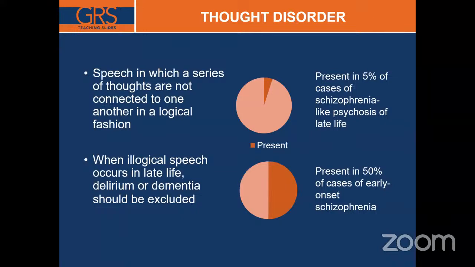Thought disorder, simply, is an impairment in the organization and presentation of thoughts, characterized by clinical signs such as illogical thinking, incoherence, and poor use of linguistic context in speech. And there are two charts. The first chart presents that 5% of cases of schizophrenia-like psychosis present with thought disorder. The second chart presents 50% of cases of early onset schizophrenia. This means that thought disorder has a much higher incidence in early onset schizophrenia compared to late onset schizophrenia.